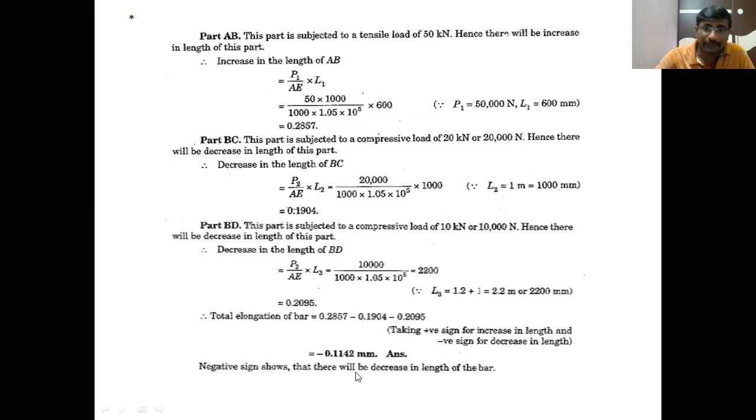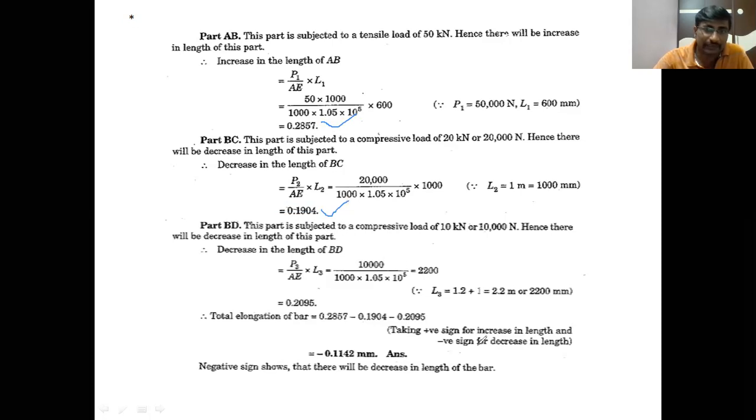So here we substituted 1000 mm as the second part length, and the area of each part is 1000 mm square, and the E value is 1.05 into 10 to the power of 5 as that of the first part. Then upon substitution of each parameter, we get 0.1905. What does it represent? It is the decrease in length of BC, because due to the compression force its length decreases. This is the increase in length. This is the decrease in length.